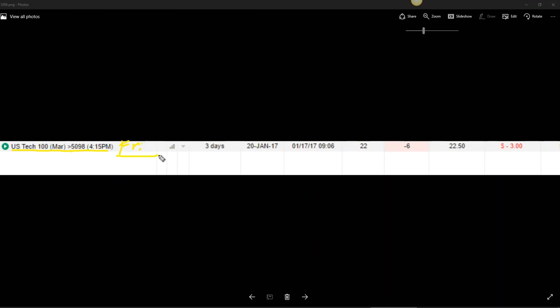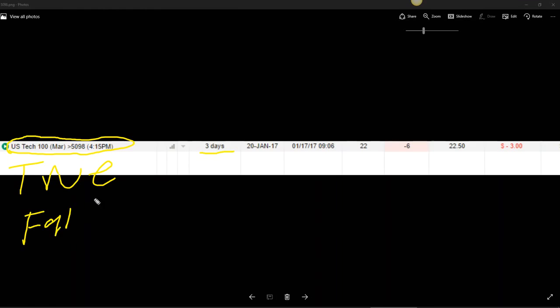So this is a weekly binary that has 3 days left. Here's what it says: US Tech greater than 5098 by 415. So here's the deal on binary options. All you have to do is decide whether that statement right there is going to be true. Do you think price is going to be above 5098 at 415 in the next 3 days? Or do you think that statement is going to be false?